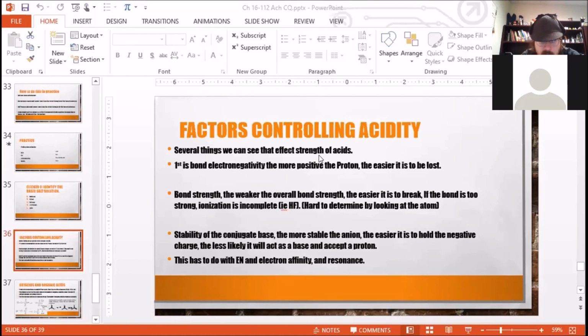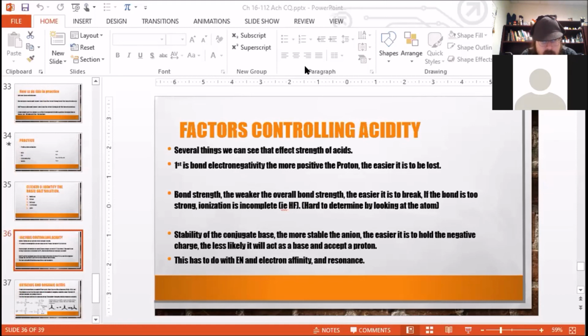Now the other thing is bond strength. The weaker the overall bond, the easier it is to break. If the bond is too strong, we cannot completely ionize. So even if it's electronegative, if you can't break the bond, you cannot become a strong acid. Even though HF is the most electronegative of all the H acids, it has a really strong bond, which makes it weaker. HI is highly electronegative, but it has a really weak bond. So HI is a stronger acid than HBr, which is stronger than HCl, which is stronger than HF.